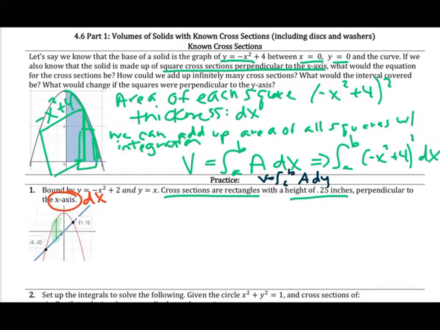So let's think about what just one of these rectangles looks like. Right here would be a rectangle. Think about it coming out of the screen towards you three-dimensionally. It has a 1/4 height, and it has a base of negative x squared plus 2 minus x, because we are subtracting these two curves.